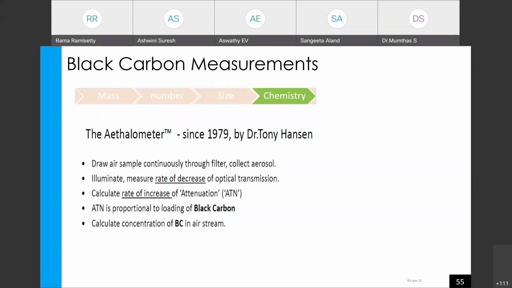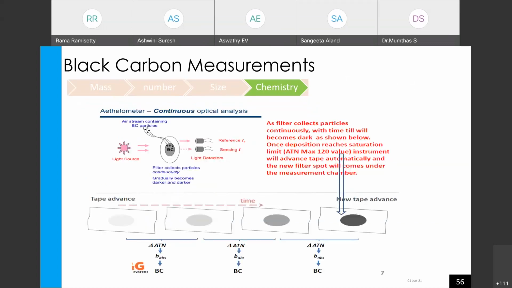Another popular method in the field of aerosols is black carbon measurement, which basically measures the total carbon particles in the atmosphere. This is also an attenuation method. We have a filter paper here, and the attenuation of the light rays from the light source will increase over a period of time due to the collection of the carbon particles. So this is another method which is widely used to measure only black carbon.